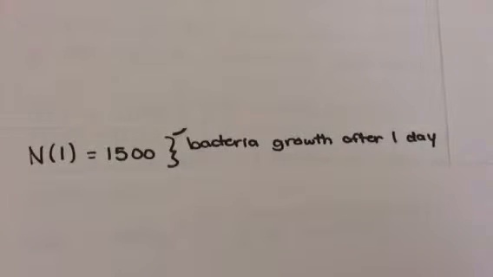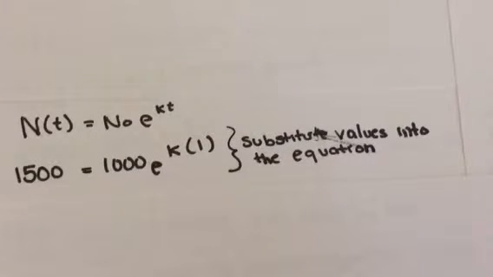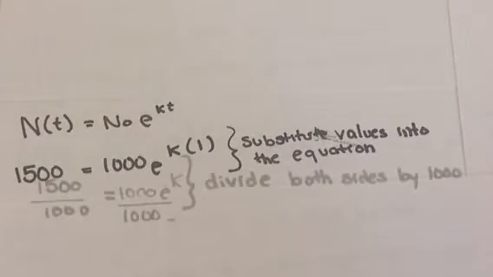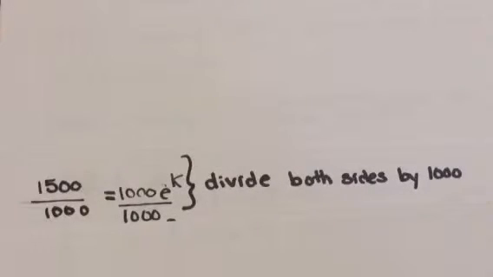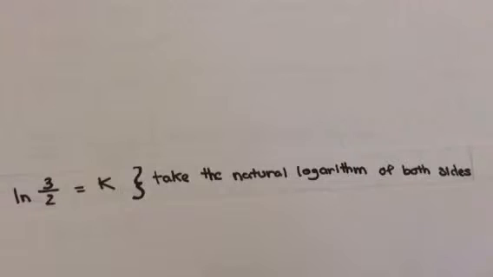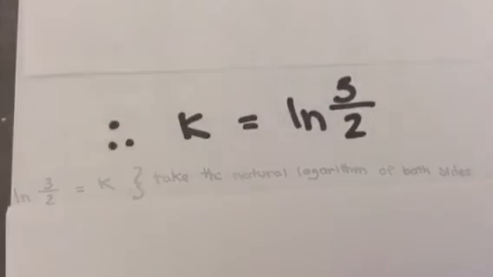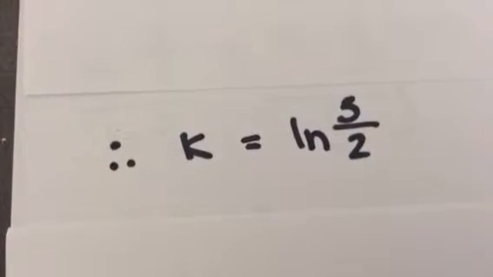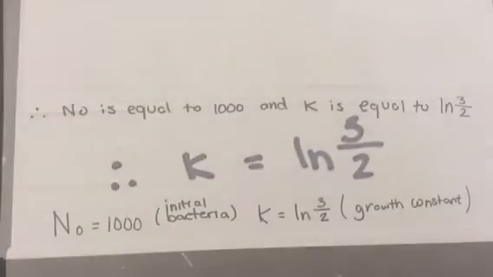We are also given the amount of bacteria after one day. This number is 1,500, and therefore we know that N(t) is 1,500, where t is 1 day. With this information, I can substitute these values into the equation in order to solve for k. Now, to solve for k, I will first divide both sides by 1,000 in order to begin to isolate k. The next step is to take the natural logarithm of both sides in order to further isolate k. After this, we are left with k equals ln(3/2).